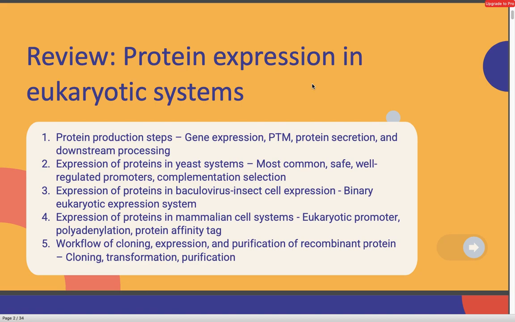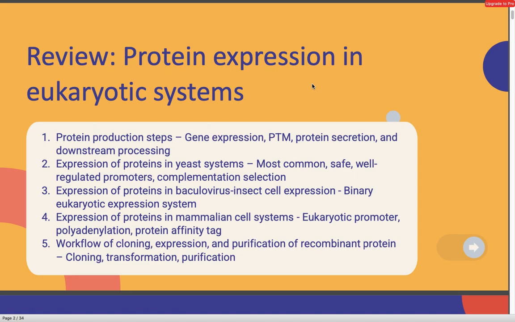This was when you have your insect genome together with your transfer vector. Usually your transfer vector contains your gene of interest, and when there is recombination, it's able to update your gene of interest. So pretty simple system, also known as a binary eukaryotic expression system. And we also talked about mammalian cell systems.